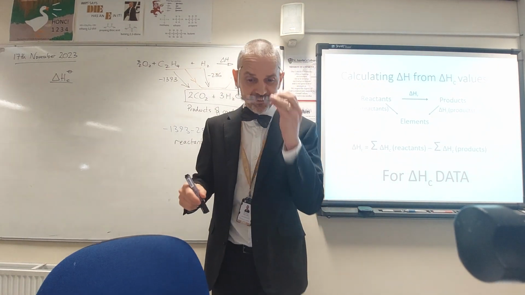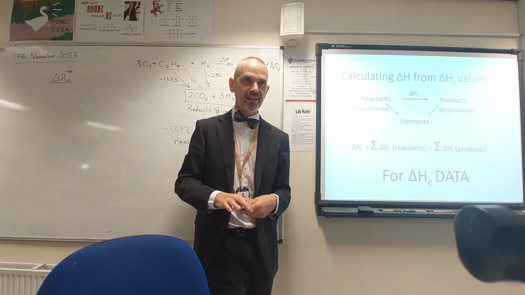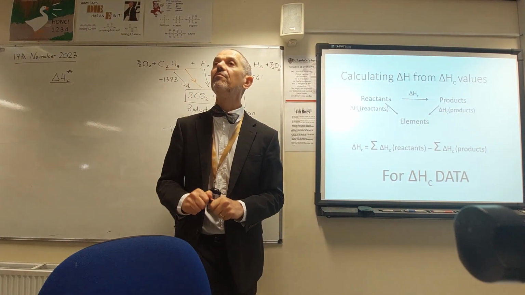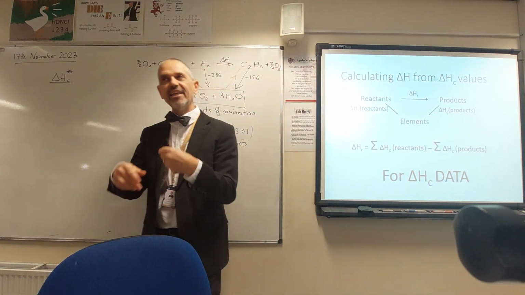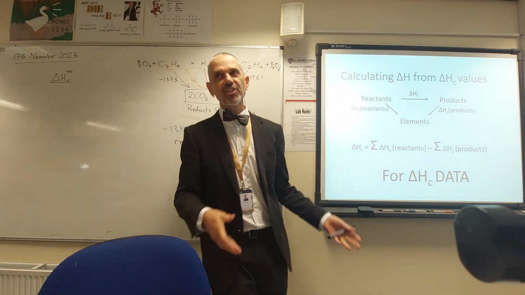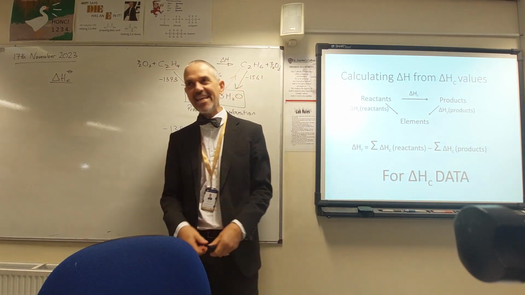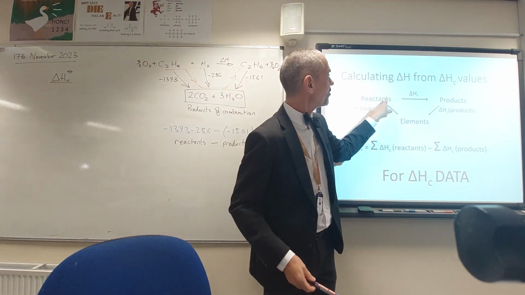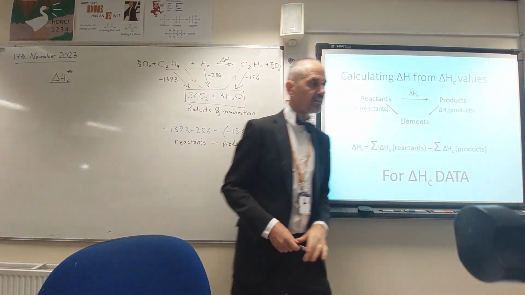This is the point at which it starts to go wrong, I usually find, in this topic, which is why it's so appalling that my PowerPoint was wrong. Delta HR is the delta H for a reaction, whatever it is. That's what we're working out. That could be any kind of delta H at all. The delta H for that reaction will be reactants minus products.